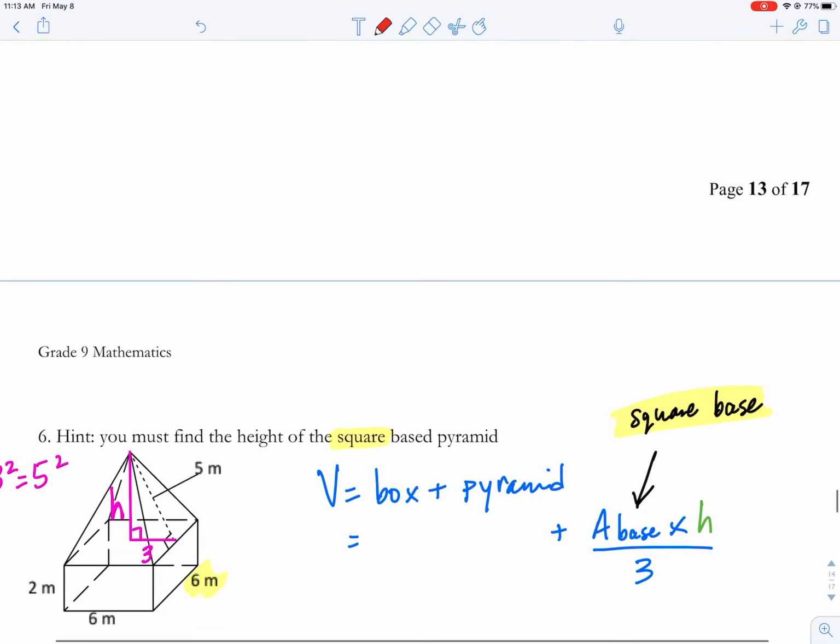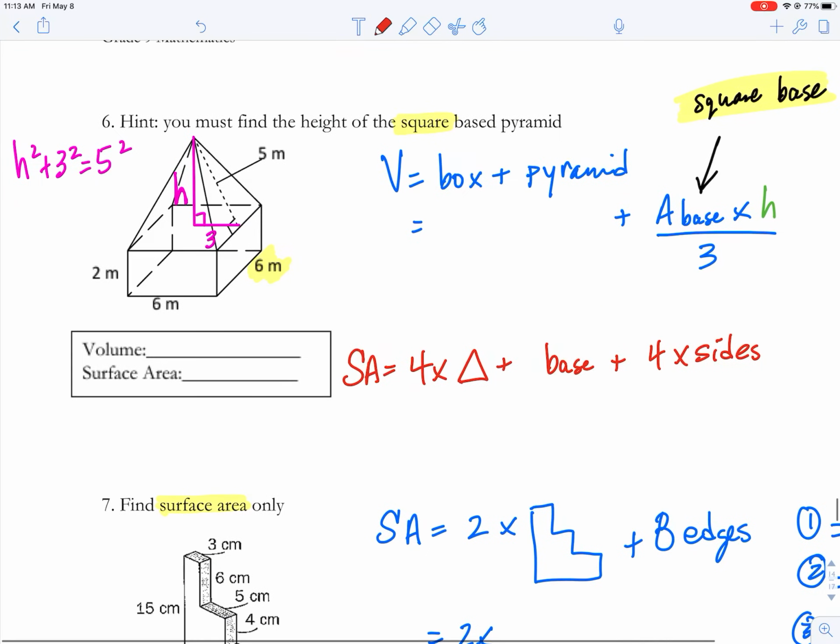Okay, question 5 done. Question 6. Question 6 says it wants the volume and surface area of this square-based pyramid. There's not a ton of room, and they gave us a hint that we must find the height of the square-based pyramid. So I drew that in pink. The height of that square-based pyramid would go from the top down to the bottom of the pyramid, and I made a right triangle. If it's 6 all the way across, then it's only going to be 3 on the bottom of that pink triangle, and we know that the slant is 5.